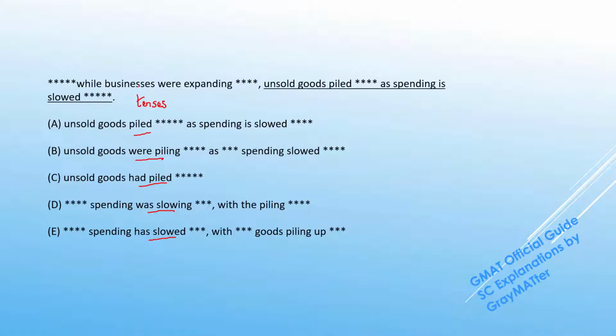And usually when tenses are tested, the trigger for which timeline we're talking about falls in the non-underlined portion. Mind you, it could even come in the underlined portion, but usually that's where the triggers are. I'm telling you this because people generally don't pay attention to the non-underlined portion. So if you notice here, the sentence reads, while businesses were expanding. So this is in the past continuous tense.